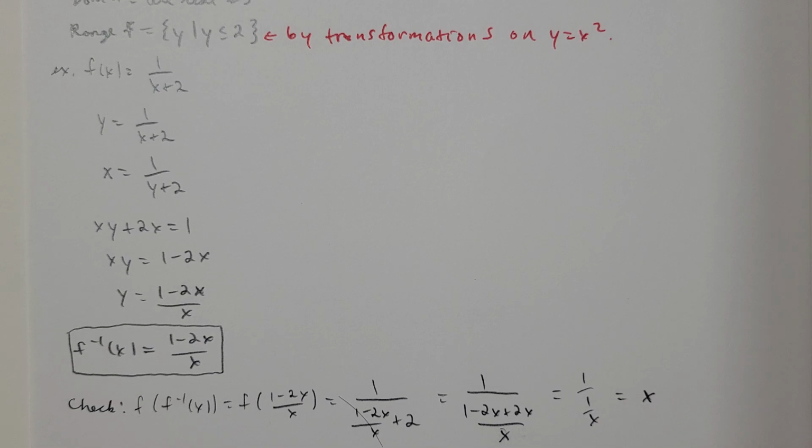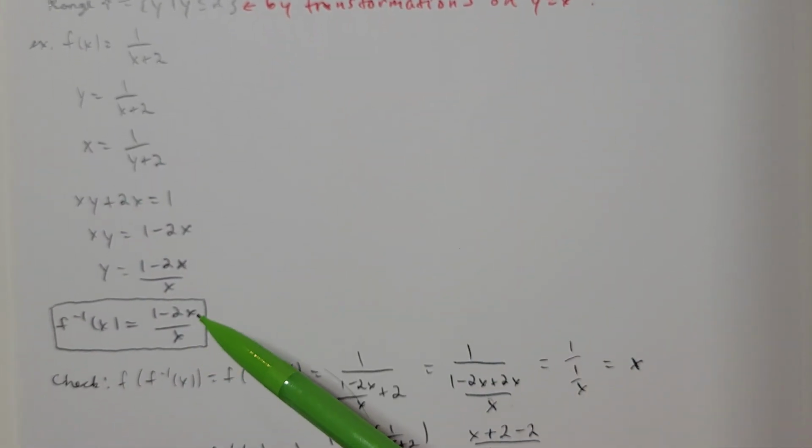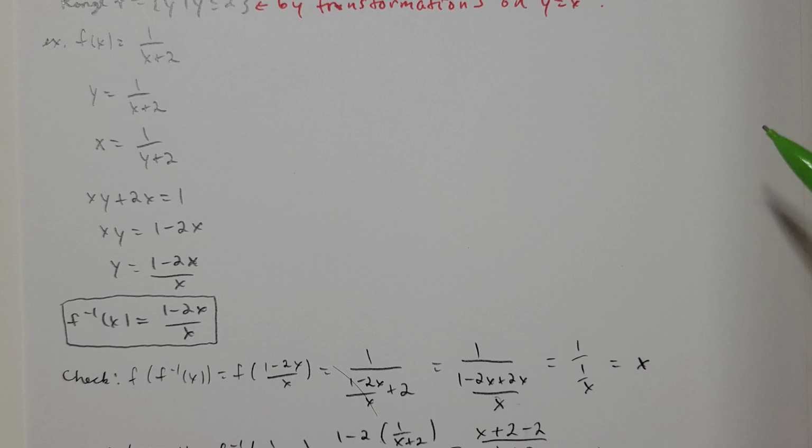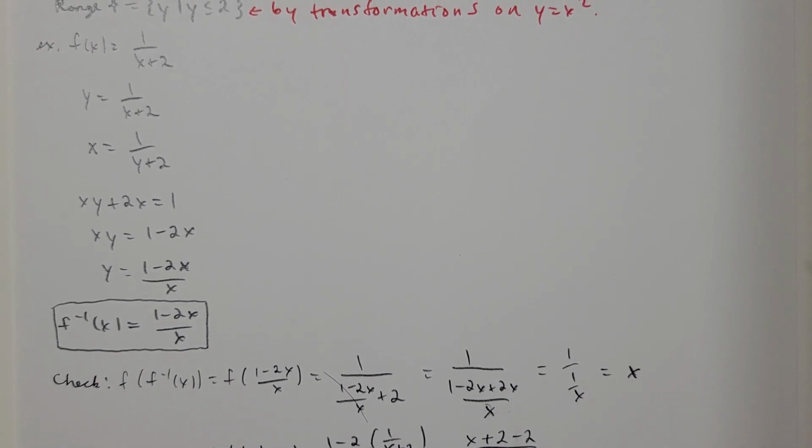That's the inverse. Now the inverse is a function. How I know that is because I don't have any plus or minus thing going on here for y, like I did with this problem. So for each x, there's only one y. So if I wanted to, I can use the inverse function notation. That'd be fine for this problem. I could say f inverse of x equals 1 minus 2x all over x.